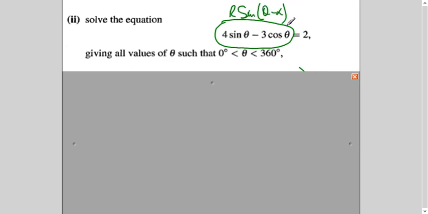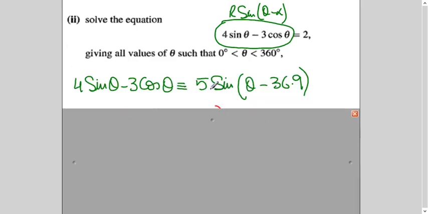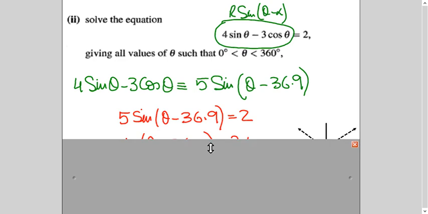This video will go a little longer because it has 3 parts, but we need to understand all 3 because they're all linked. So after that, in place of this, I will write down this form which I have just changed it into. So this whole thing equals to 2. So 5 sine theta minus 36.9 equals to 2. So in this place, I have written this value.